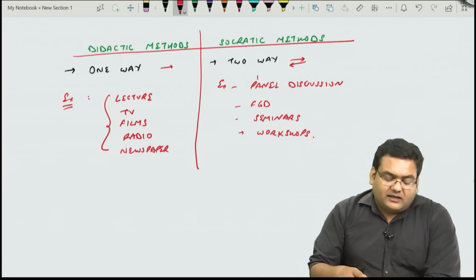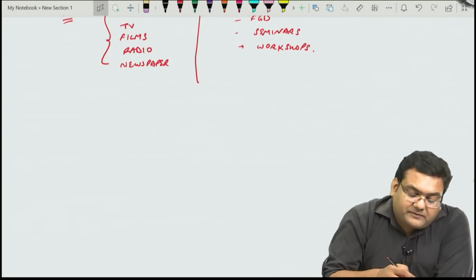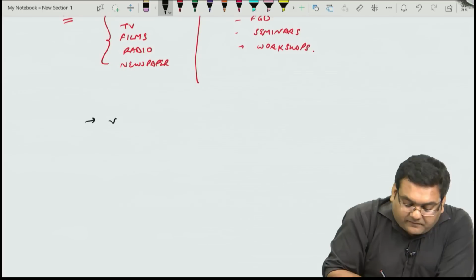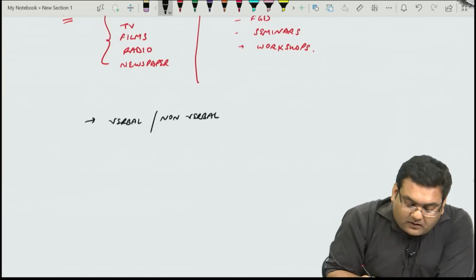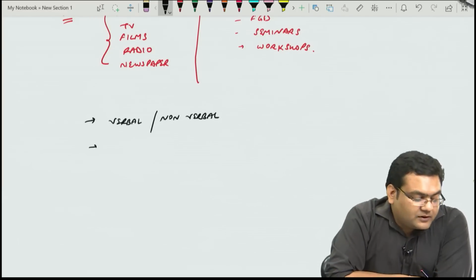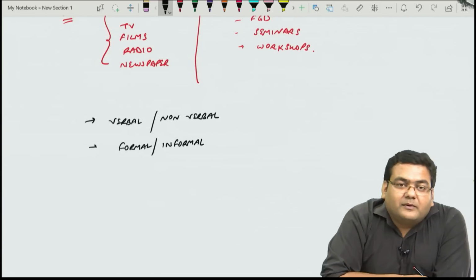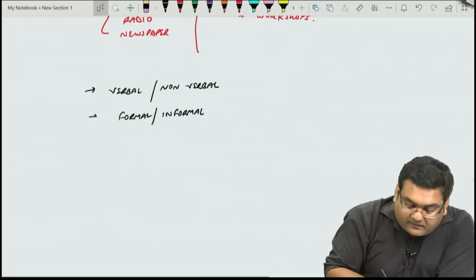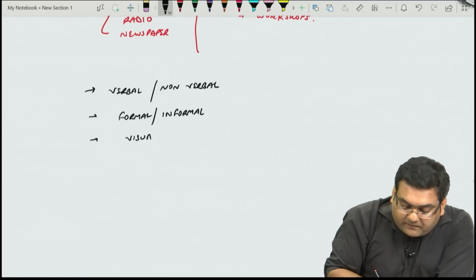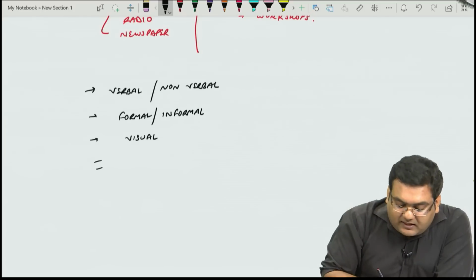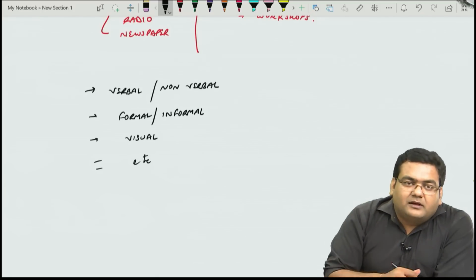Other forms of teaching learning method which are described in the text are verbal and non-verbal types of communication, formal and informal types, visual communication, and some other forms, etc.